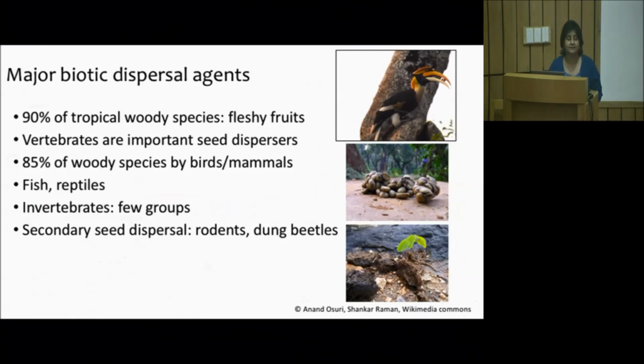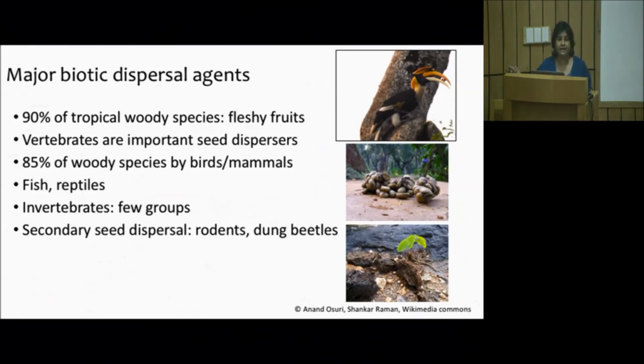Secondary seed dispersal is another step in the process. What we mean by secondary seed dispersal is that after the primary dispersal by the main frugivore or disperser, sometimes seeds get taken away by rodents to other places where they are cached. That is known as secondary seed dispersal, because the seed is moved away from the original site of dispersal.